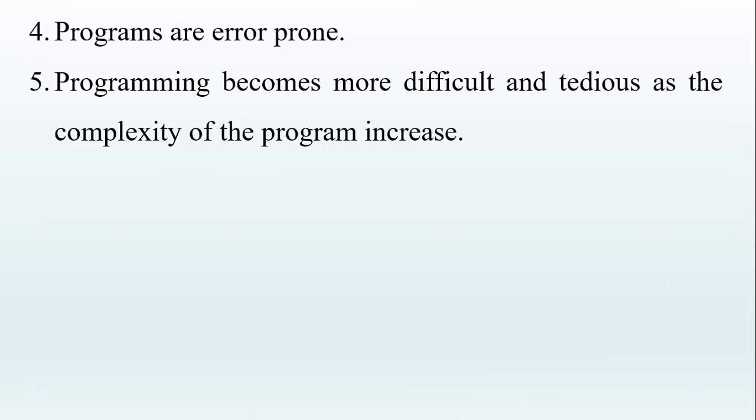In other words, it is very easy for a programmer to make a mistake when coding because a wrong inclusion of a 1 or a 0 can change the whole meaning of the program. Fifth is that programming becomes more difficult and tedious as the complexity of the program increases.